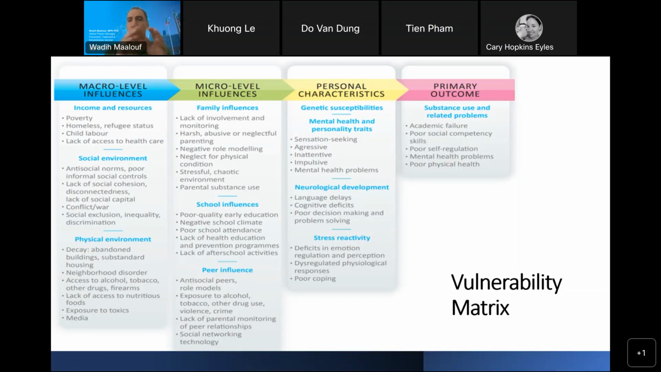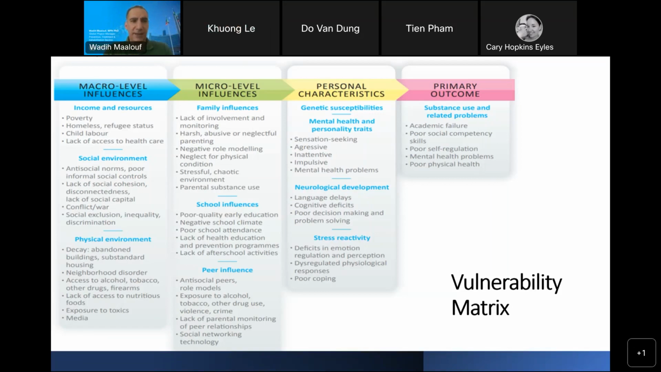But these people live within microstructures that react and interact with them. These microstructures, the most influential of which are the family, the school, and the peers. The family, how that family monitors, the parenting styles, the role modeling within the family, how stressful or chaotic is the environment within the family, is there substance use within the family; the school, the nature of the quality of the education, the school climate, the health education within the schools; the peers, what sort of normative beliefs exist within these peers, the level of antisocial linkage to them. So these structures interact, and depending on who you are as a person, either attenuate or accentuate that vulnerability that exists in you. But also these microstructures are not existing in a vacuum.